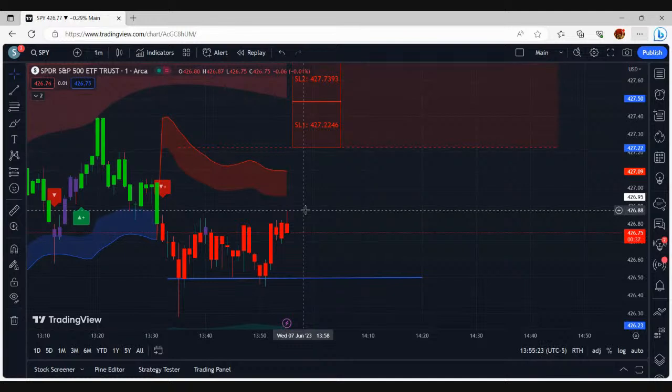So I'm looking at the 427 puts again. They're back down to not that far off where I entered earlier. Let's see where we're at. So earlier I got 112, it looks like, is the entry. Let's see. They're actually below that at the moment.